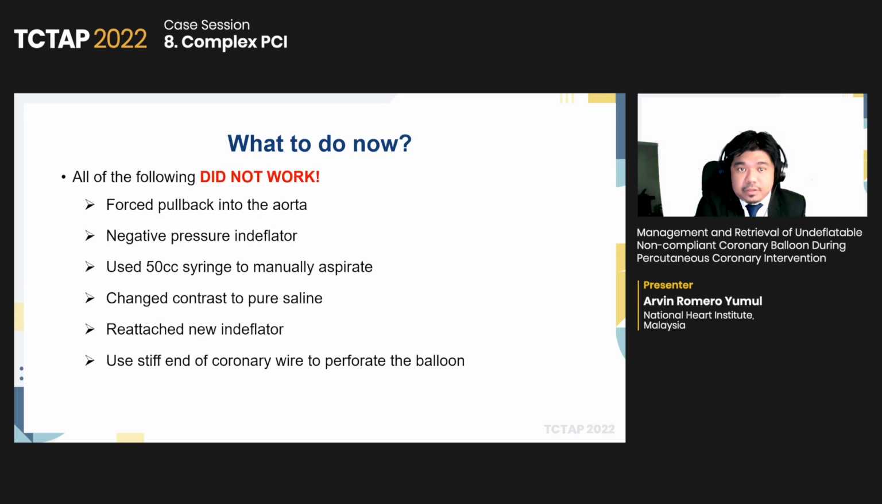So at this point, what to do? All of the following did not work. We tried to force pullback into the aorta. We tried negative pressure in the indeflator. We used a 50 cc syringe to manually aspirate, then changed to pure saline and reattached to a new indeflator. We even used the stiff end of the coronary wire to perforate the balloon. But all of these were unsuccessful.